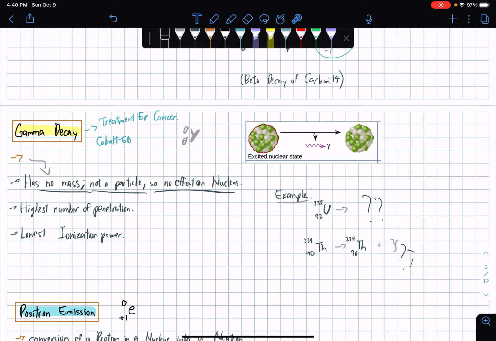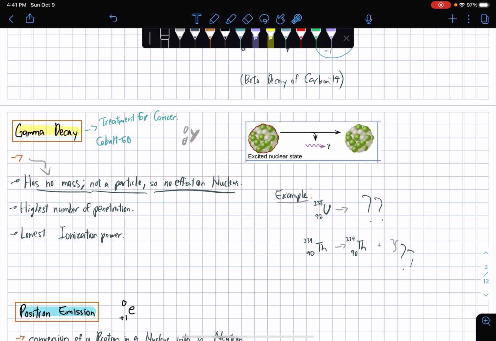Another fun fact though is that for gamma decay, one specific element, cobalt 60, is used as treatment for cancer. If I'm not mistaken, it's one of the chemo drugs that are used in hospitals right now. So yeah.